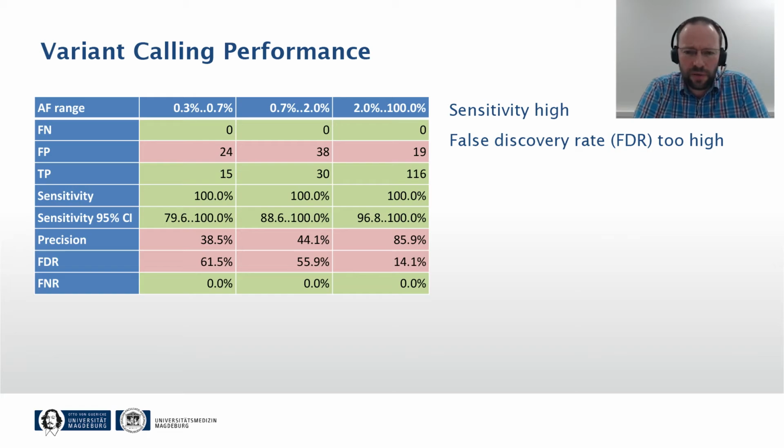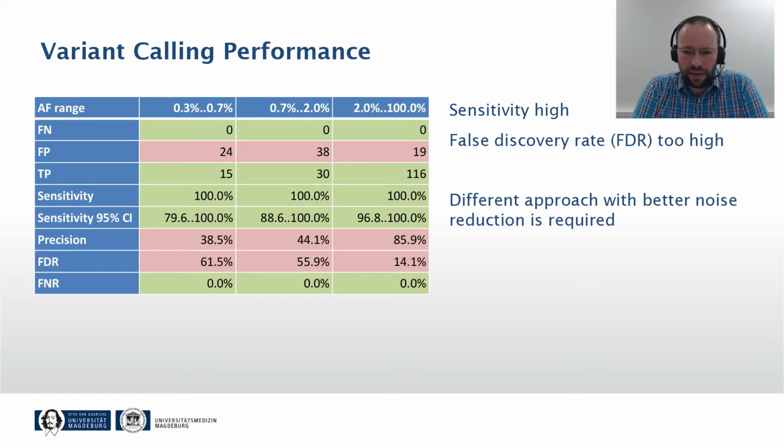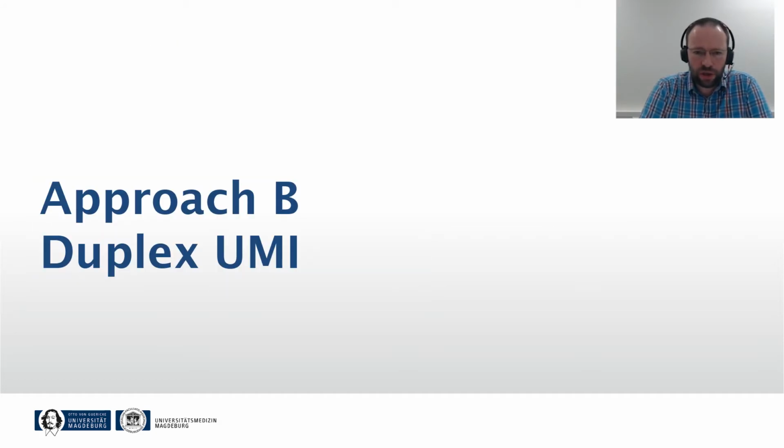So we have additional variants that are not in this reference sample, in that really accurate and validated sample. So these are false positives. So the precision of the assay isn't good enough. And therefore, it's clear that at this stage, we didn't move on, because we need a better noise reduction and therefore maybe another technology to do this analysis. And therefore, in approach B, we switched to duplex sequencing.